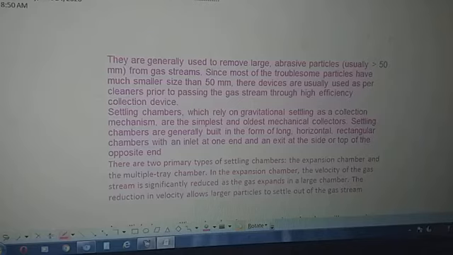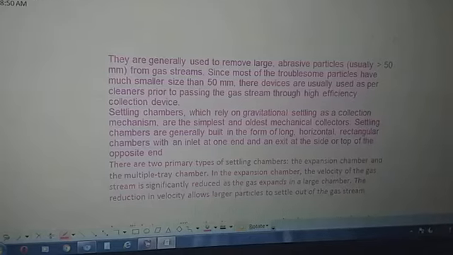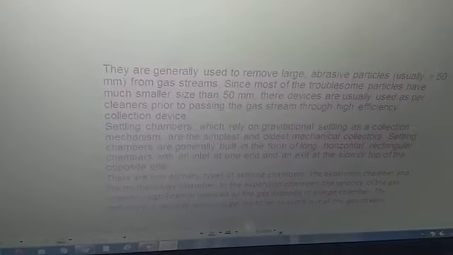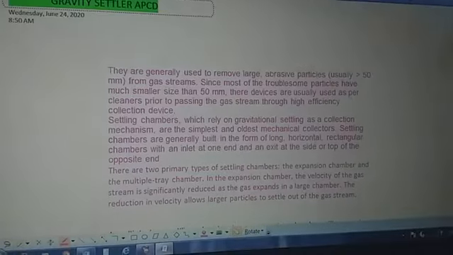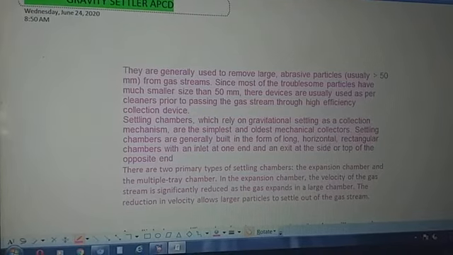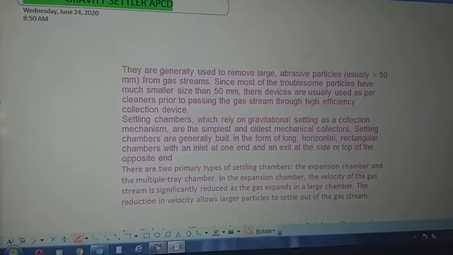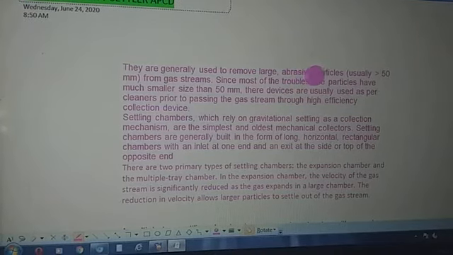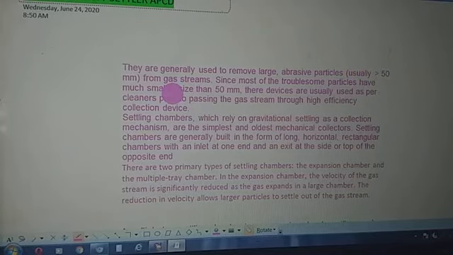Dear students, in today's lecture, we will study about gravity settler. This gravity settler is another air pollution control device, APCD. These gravity settlers are generally used to remove large abrasive particles, usually less than 50 micrometer, from gas streams. The gas streams that are emitted in industries, factories, etc.